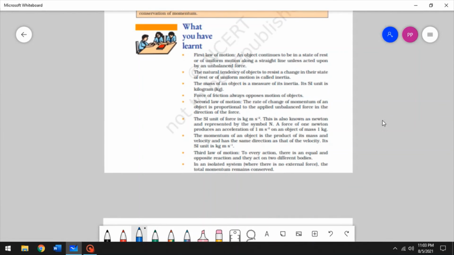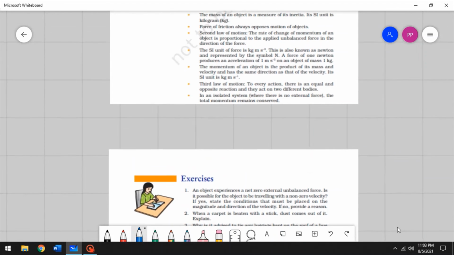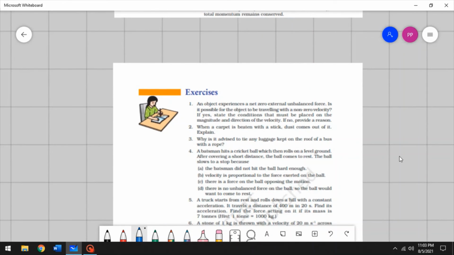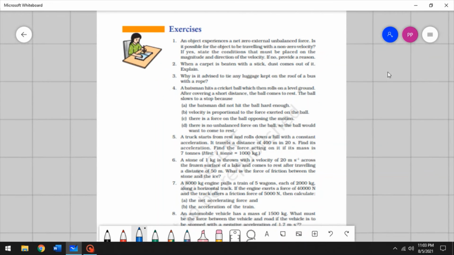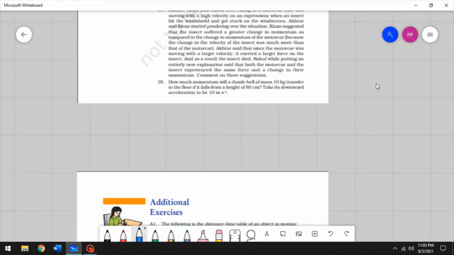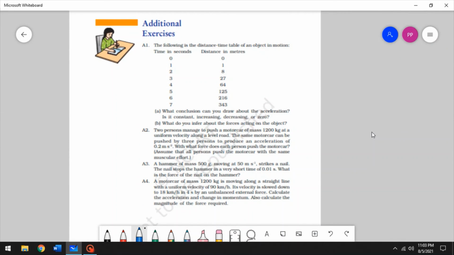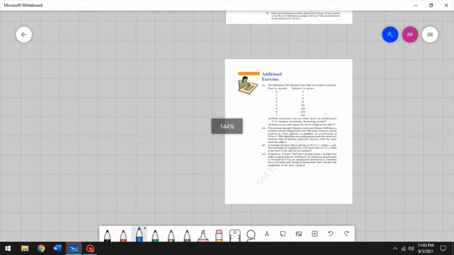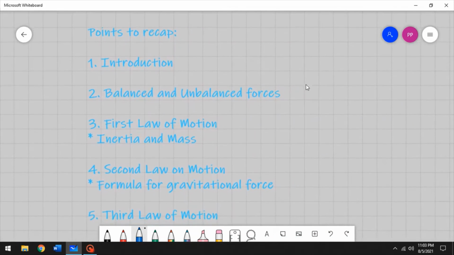And we have reached the end of the chapter where we have what you have learned points. These are good for going through the day before your exam or the day of your exam, right? And once you feel you're confident with the whole chapter and all the concepts, I want you to try the exercises. Alright, we have exercises, and then brace yourself because we also have additional exercises. Because why not, right? It's just for more practice so that you can be more familiar and more confident with the concept, alright? So once you are done with that, let us move on to points to recap.